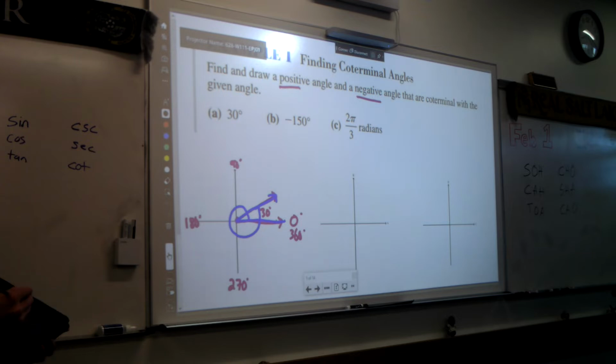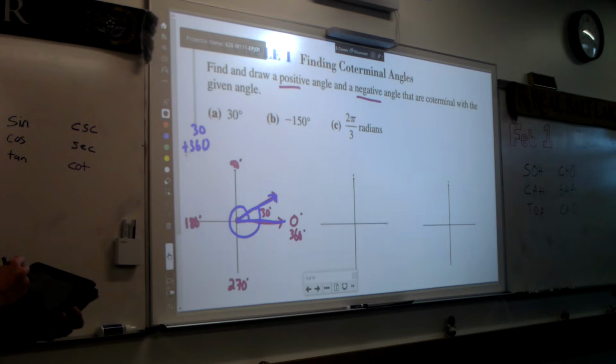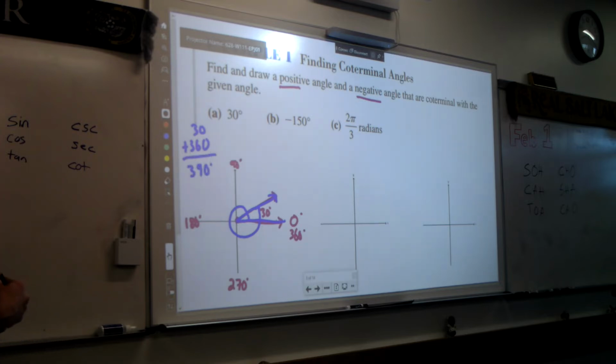How would we figure out the length or the measure of that angle? Alright, so I'm just going to take 30 and add 360, and that gives me 390. So 390 is a positive coterminal angle to 30 degrees.